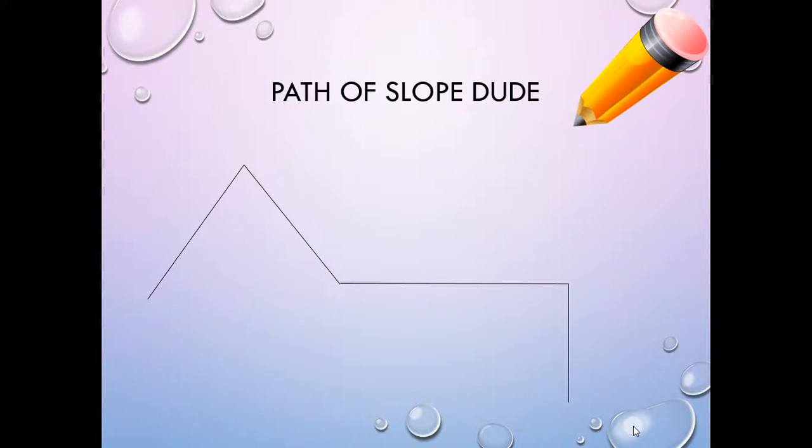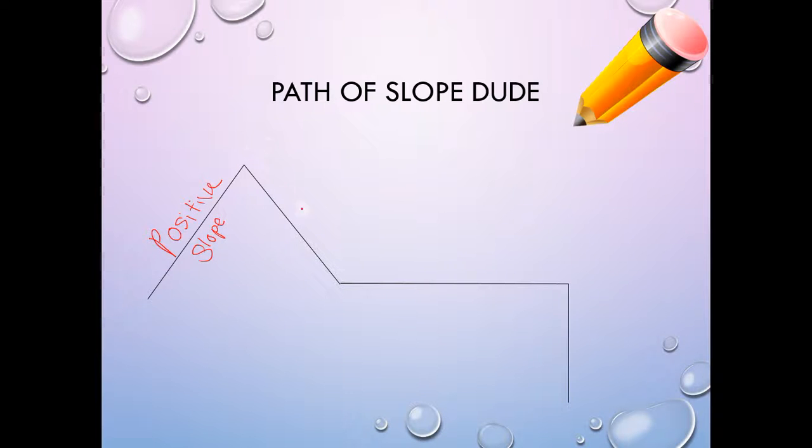Alright, so we're going to take a look at the path of Slope Dude. The reason why I showed you that is I found that this really helps to remember the different versions of slope. When he was on the uphill, he was saying puff, puff, positive. So when I'm going uphill like this, it is a positive slope.